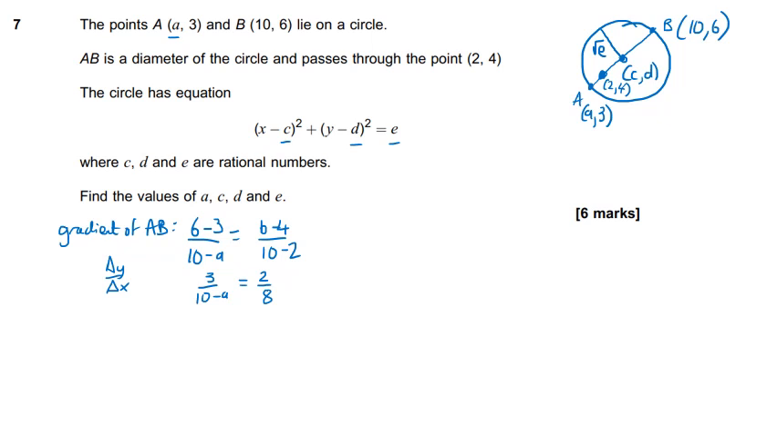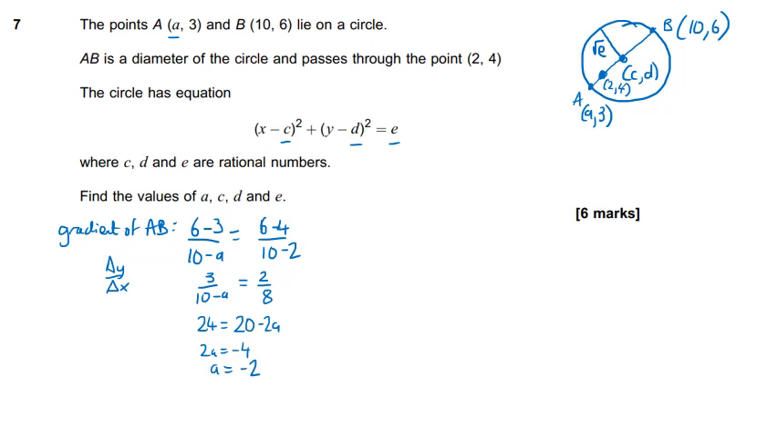So if we cross multiply that, we're going to get 24 is equal to 20 minus 2a. So 2a equals minus 4, a equals minus 2. Okay, so that's the first quantity. Great. Done. Where can we go next then?